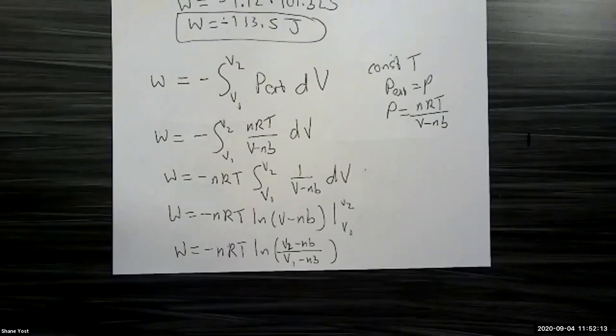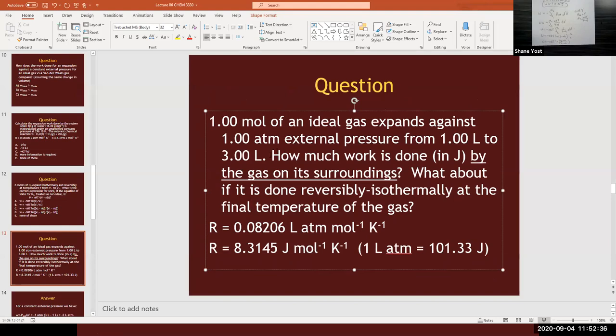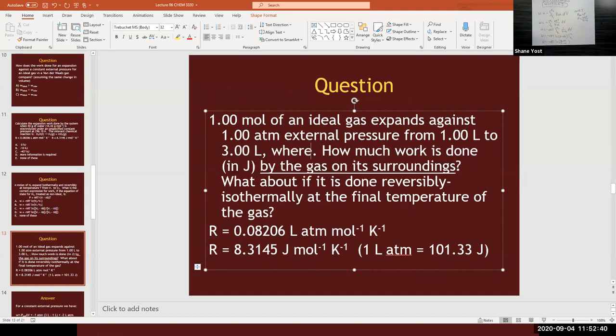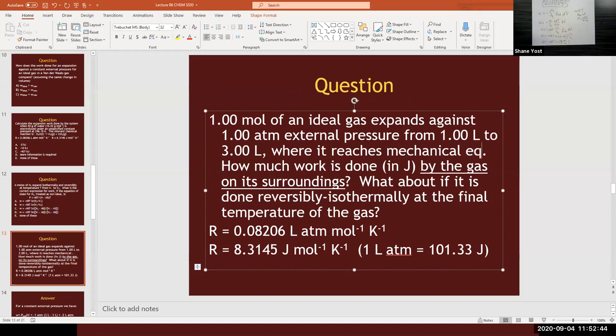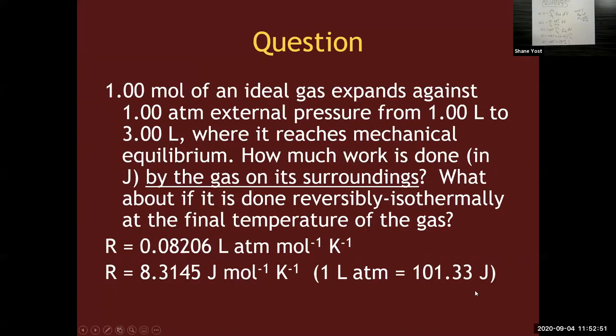Let me share that screen. All right. So what about if it's done reversibly and isothermally at the final temperature of the gas? Okay, this is going to add something else because it's not very well phrased. Now, technically, you're given all the information needed to solve the problem. I sort of made assumptions for the second part that can't be made.